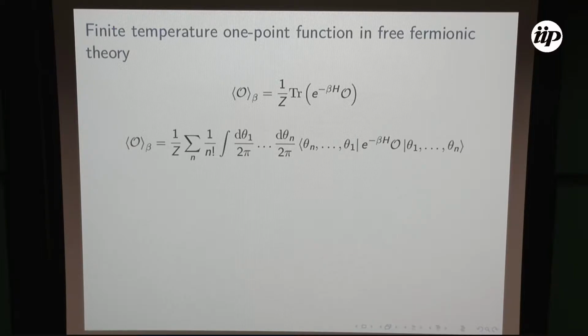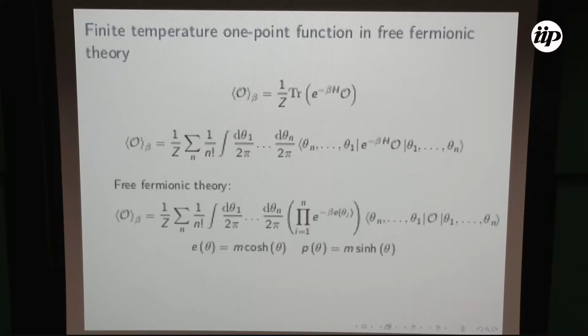Since these are energy and momentum eigenstates, you know the eigenvalue of the Hamiltonian. You just have the energies in the exponent, and you are left with the matrix element of just the operator and these integrals. Energy is just m times cosh theta, and momentum is m times sinh theta, the usual relativistic parameterization of particles.